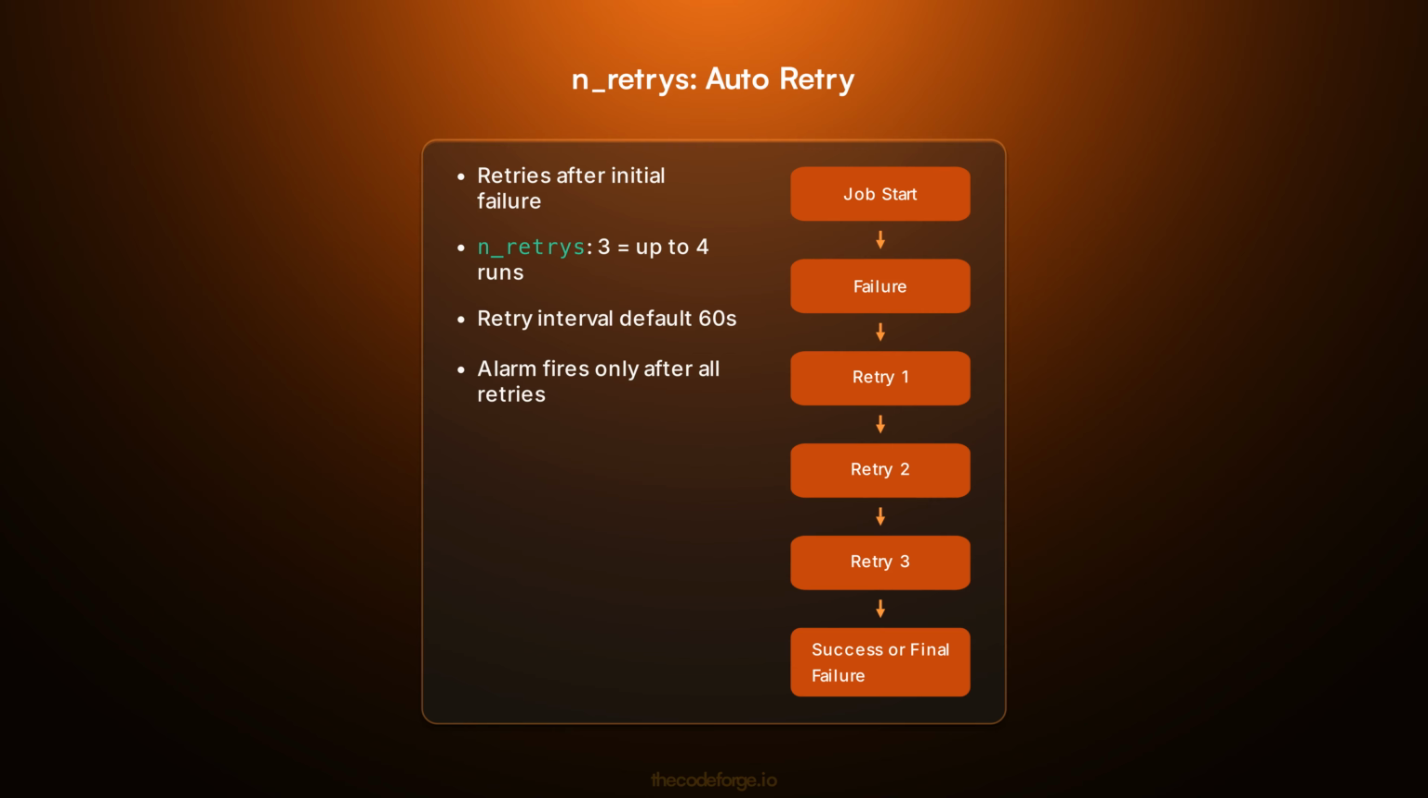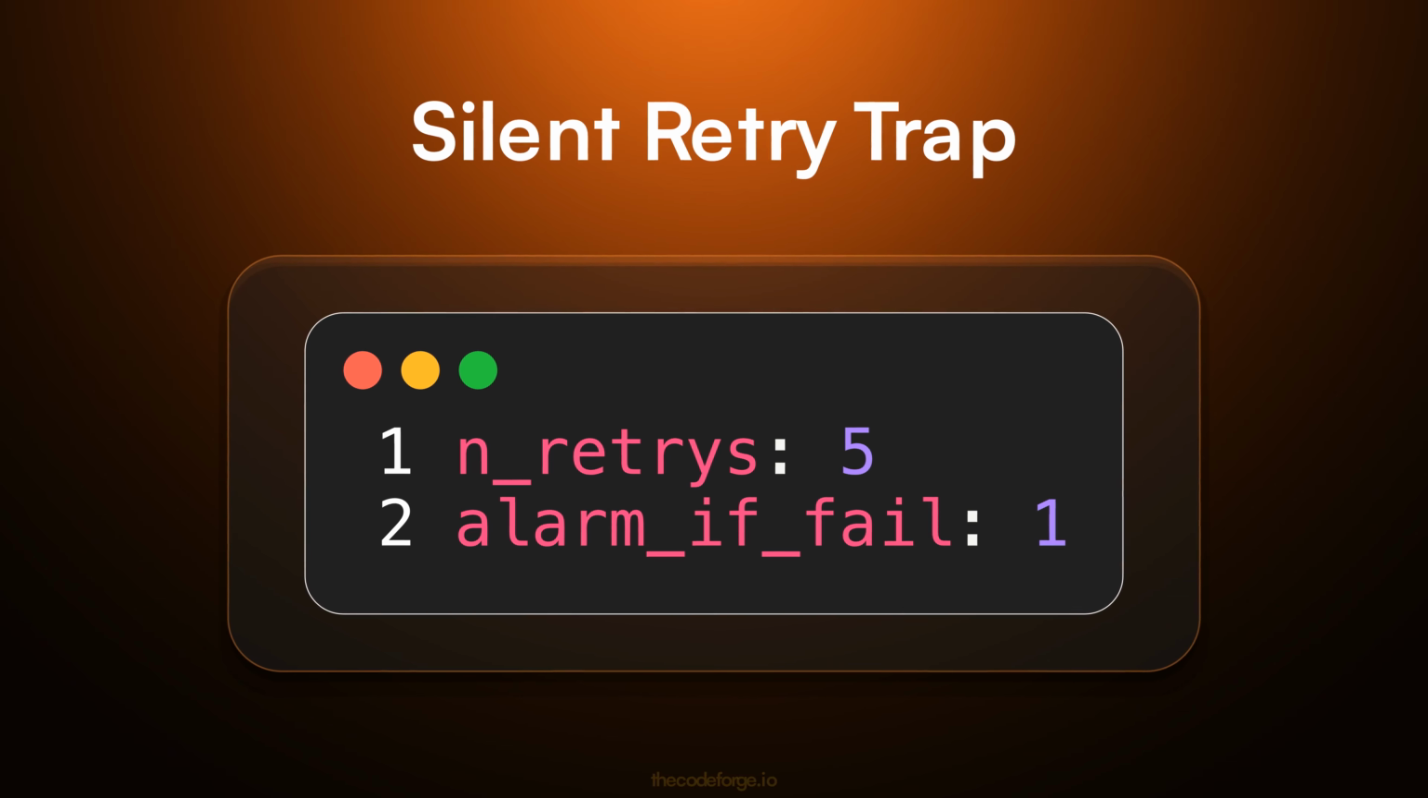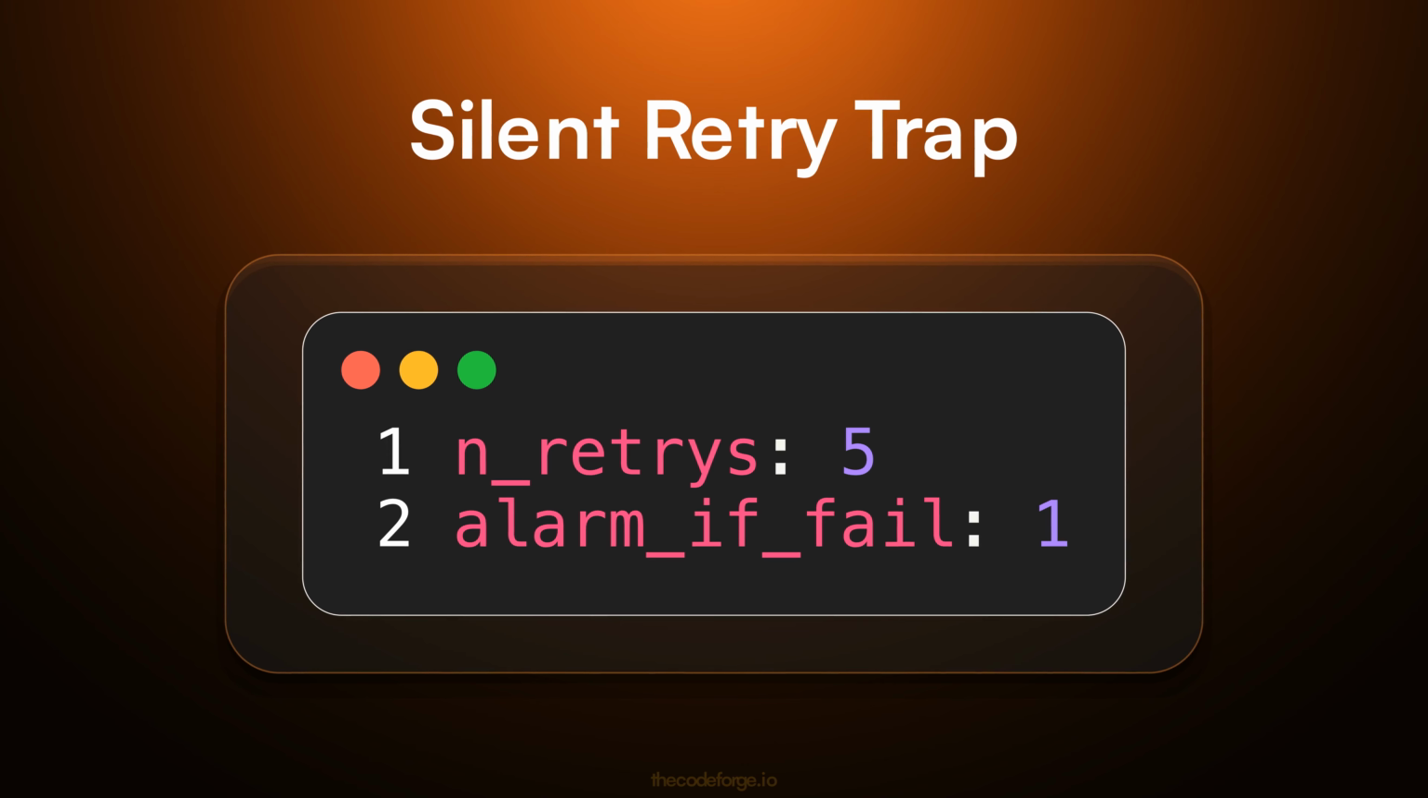The alarm only fires after all retries are exhausted. This is great for transient failures, but can mask permanent issues. If a job regularly needs retries to succeed, you have a bug, not a transient failure. With nretries 5, the job can fail 4 times and succeed on the 5th, never triggering an alarm. The monitoring shows 100% success, but the underlying problem persists.